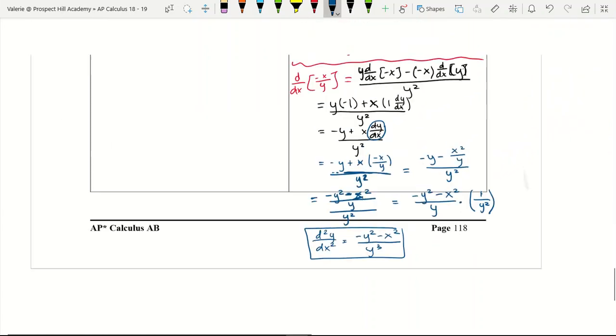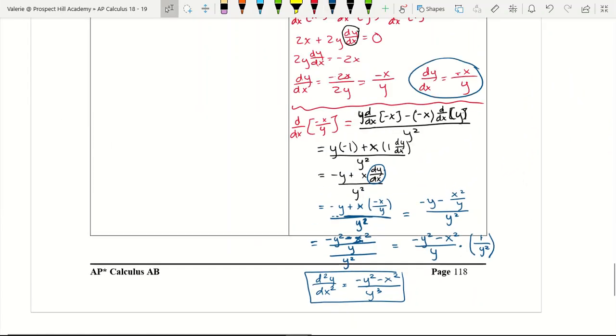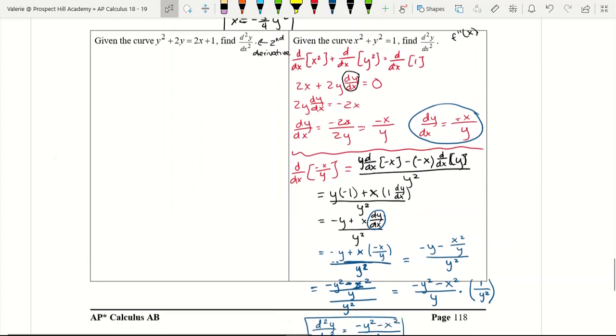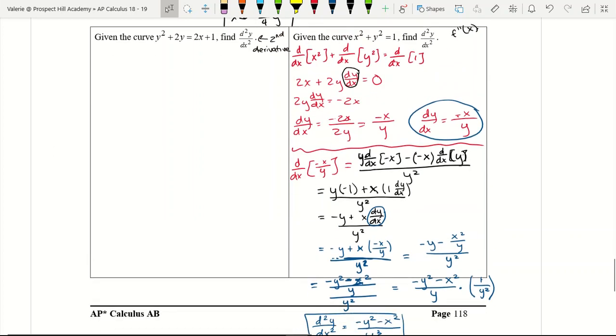Okay, so that completes our notes for pages 115 to 118. At the end of these notes, you can now do the homework problems number 1 through 8. I want you to also complete the one problem on the left on this page. Given the curve y squared plus 2y equals 2x plus 1, find the second derivative of that function.